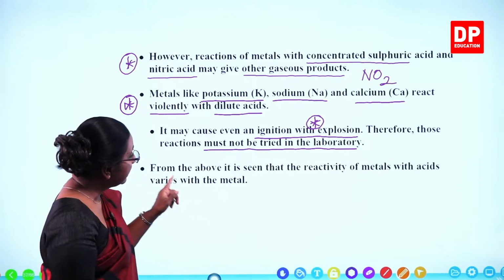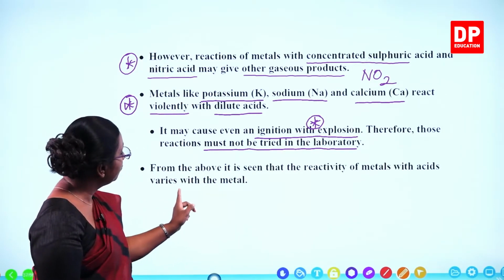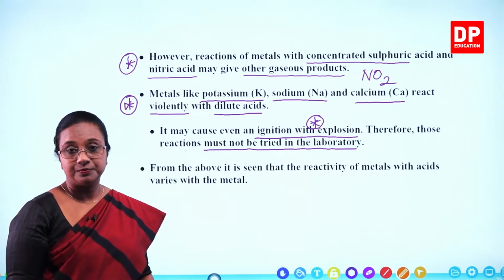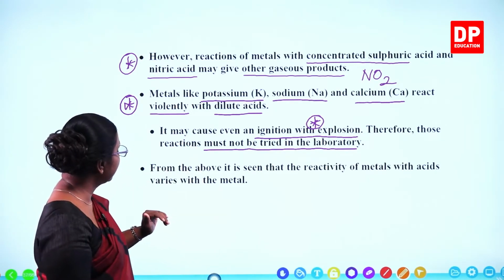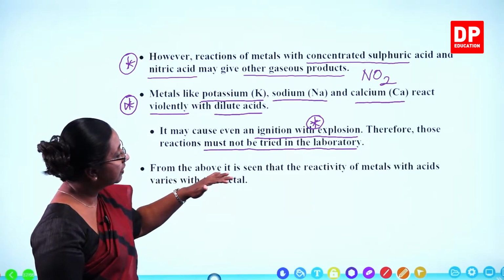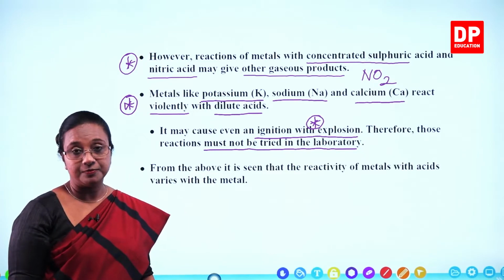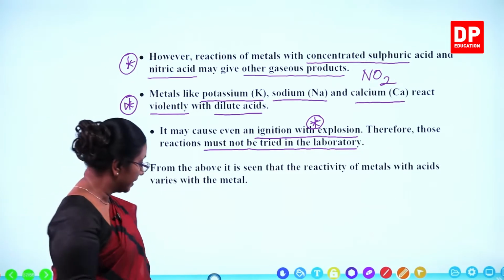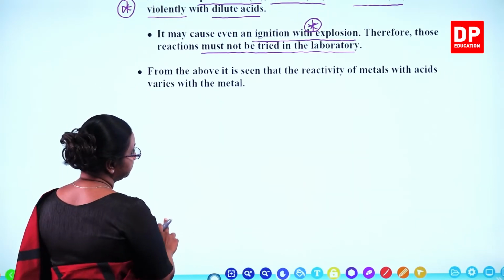From the above, it is seen that the reactivity of metals with acids varies with the metal. So you should remember, from all the observations, that the reactivity of the metals with acids varies with the metal. Now, if we summarize all the reactions.